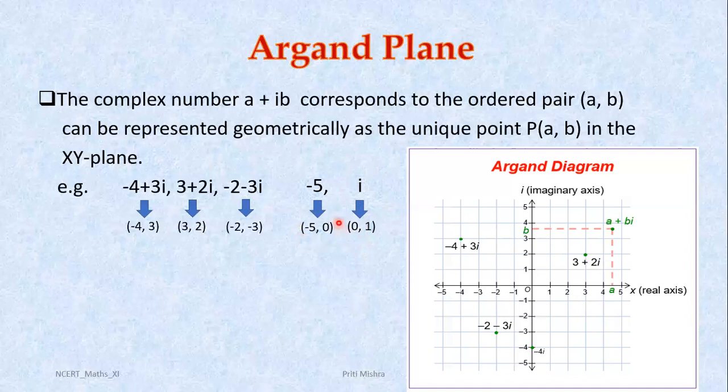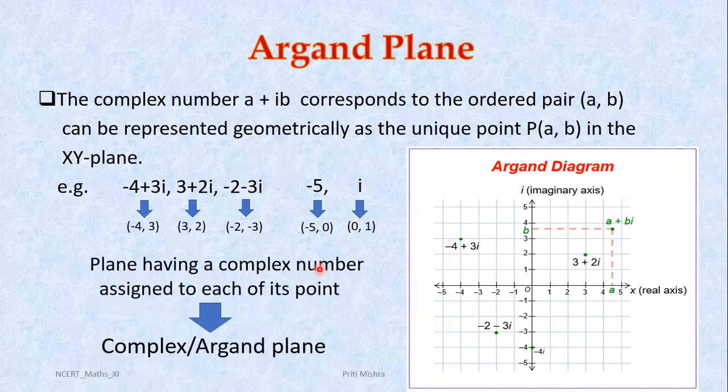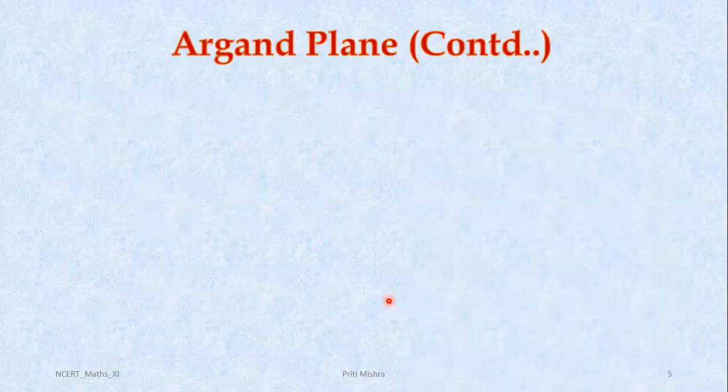So minus 5, 0 will be located here on the x-axis in the negative direction. Here at the point minus 5, this is the point minus 5, 0, and 0, 1 we are having here on the imaginary axis. This point will always lie on the imaginary axis only, 0, 1. So this point is representing the complex number i. So what is the Argand plane? We got to know that a plane having a complex number assigned to each of its points is known as a complex or Argand plane, right? So this was all about the Argand plane.